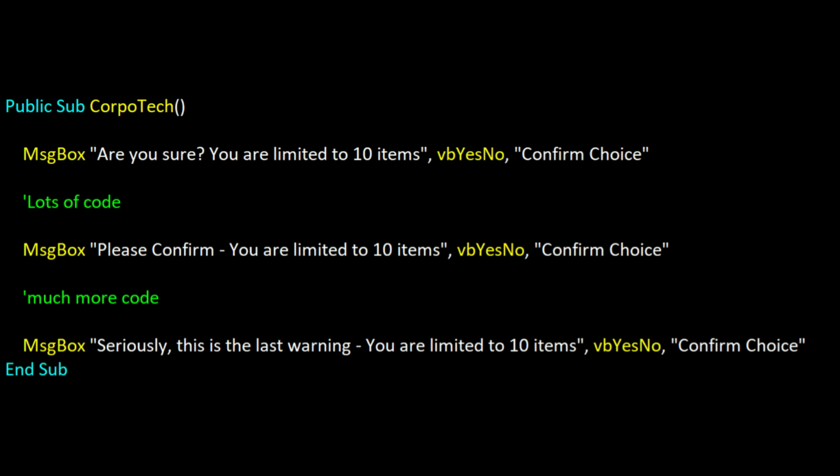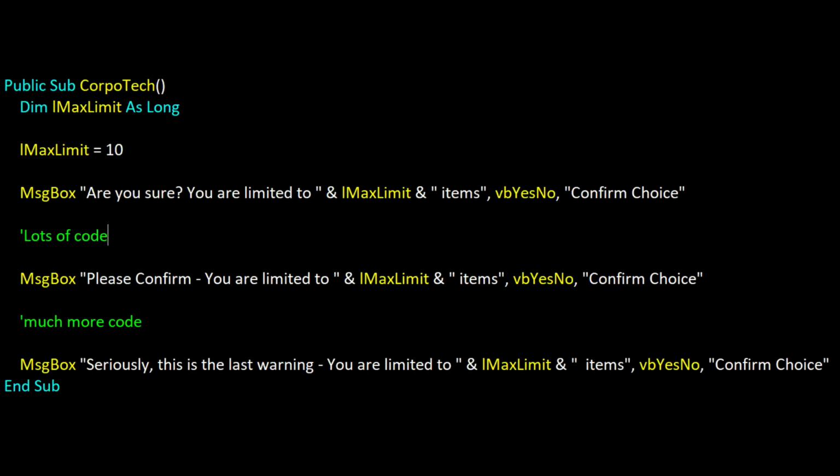You confirm again, lots of code in between, and then the last warning, you are limited to 10 items. And then you get a new boss in, and they say the limit is 15 items. Had you coded the module like this, you would have to find every instance of 10 and manually change it to 15. Now let's say you are a bit smarter programmer and you use a variable LMaxLimit. Now you only have to change LMaxLimit in one location, at the top.